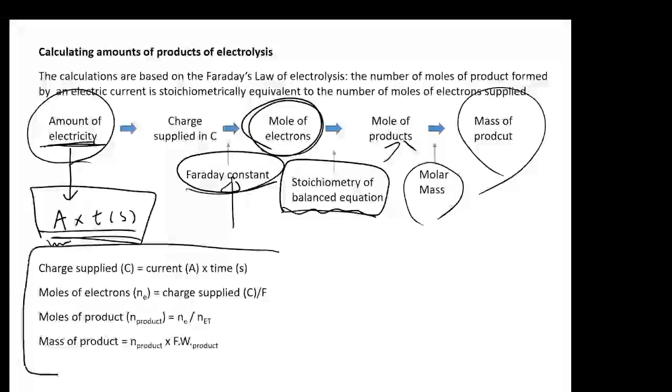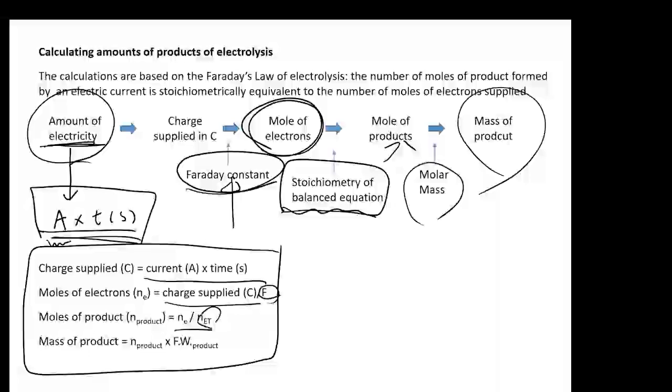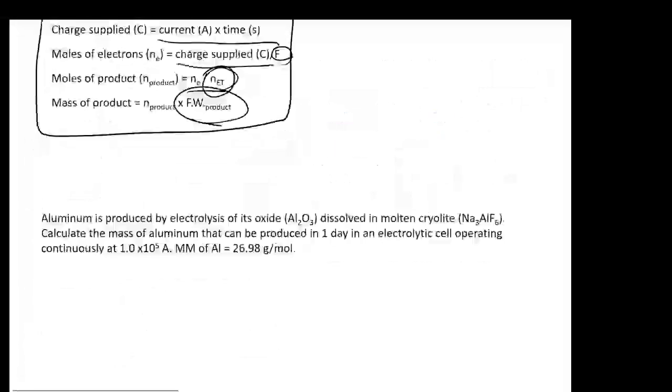Here we summarize for each single step how the conversion happens. The first one is just amps times seconds. They give you the charge. The charge is divided by the Faraday constant, and that gives you the number of moles of electrons. And then you want to know, for one mole of product to form, how many electrons are going to be transferred. That's why you need the number of moles of electrons transferred. And at the very end, you just multiply the number of moles of product by the formula weight to get the final mass. Let's just go through one example.